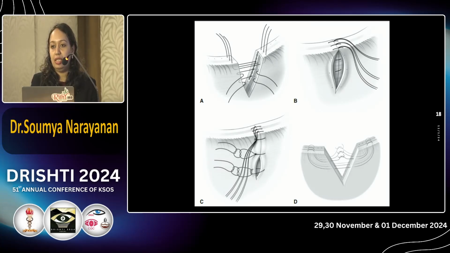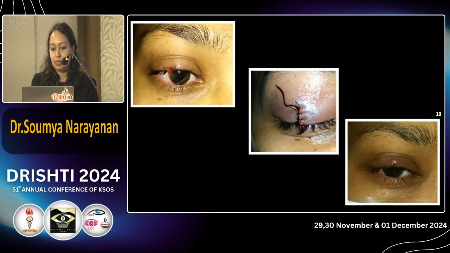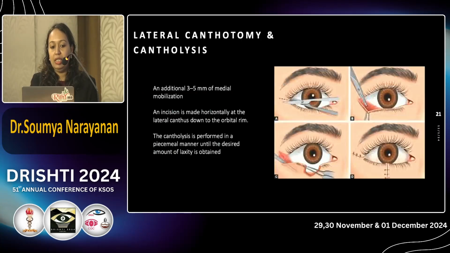After the suture, the lid margin should be a little everted, and then we close the tarsus using partial thickness sutures, and the skin and orbicularis have to be corrected. These are a few examples. If there is tension during direct closure, we can do a lateral canthotomy and cantholysis for an additional 3 to 5 millimeters of medial mobilization. An incision is made from the lateral canthus horizontally to the lateral orbital rim, and cantholysis is performed in a piecemeal manner till we get the desired closure.